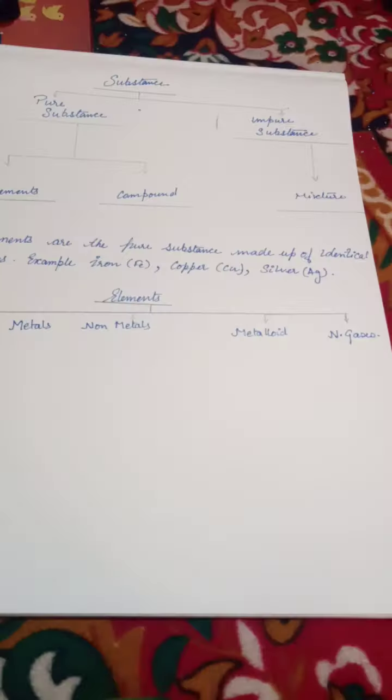Metalloids are the elements which show both the properties of metals and non-metals. Example, antimony and bismuth. Inert gases or noble gases. Noble gases are the elements that do not react chemically with any element. Example, helium, argon.